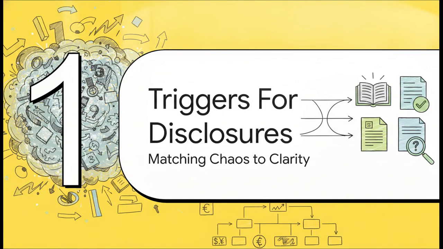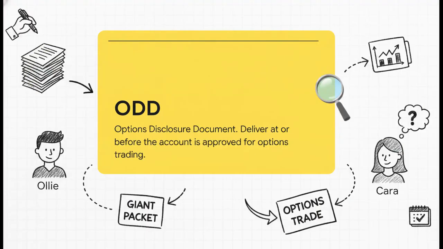All right, Section 1. Triggers for disclosure documents, matching chaos to clarity. Let's sort this out. The core rule of the game you need to memorize is this. You absolutely must match the specific document to its exact trigger. Ollie cannot just grab one giant generic packet of disclosures, toss it at Kara, and call it a day for all of her trades. It doesn't work like that. For example, her options trades require the ODD, which stands for the Options Disclosure Document. We have to spell that out clearly. Options Disclosure Document. The exam loves to test if you know exactly when and why this specific document is triggered.